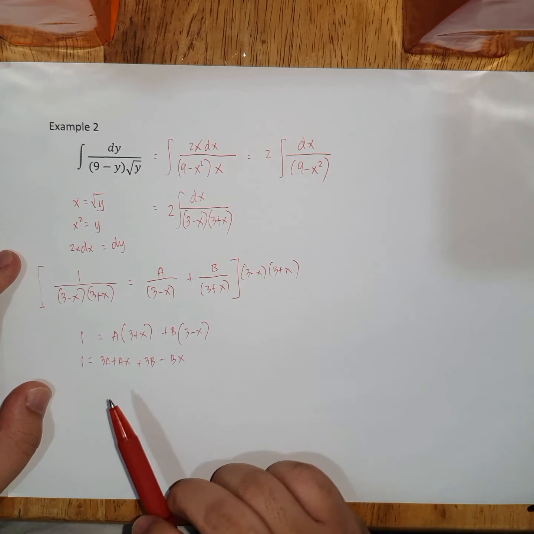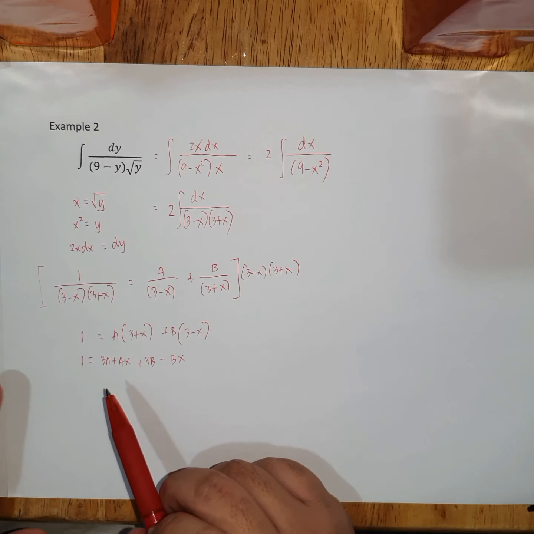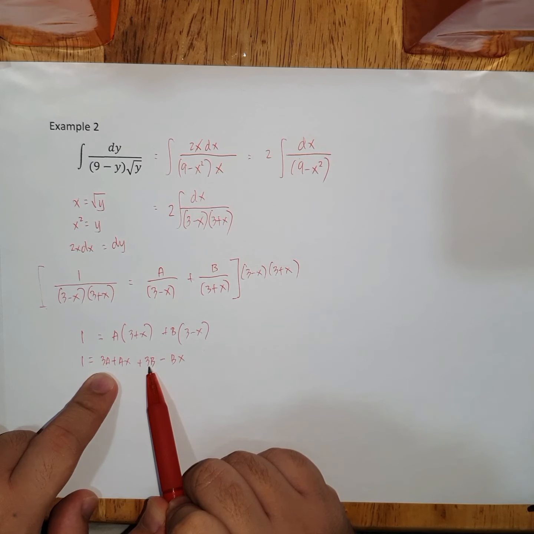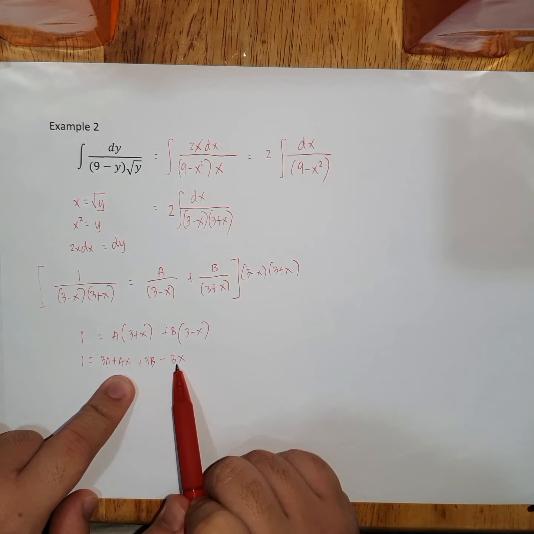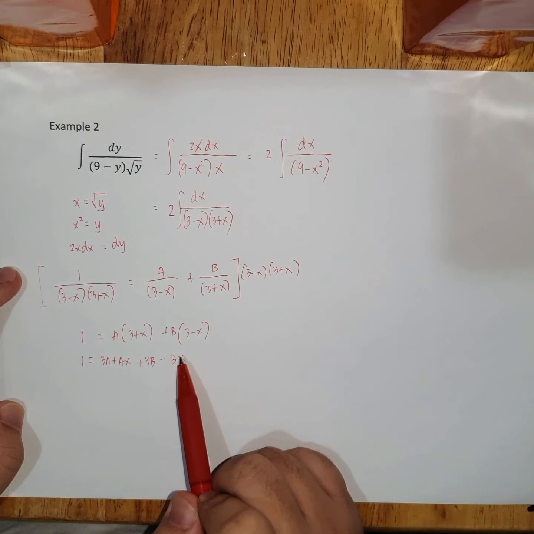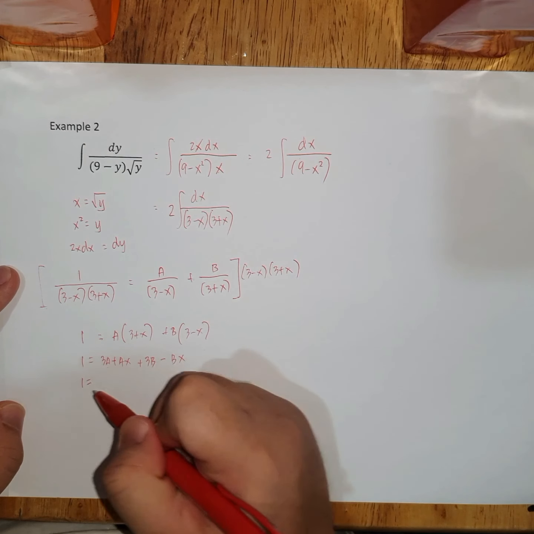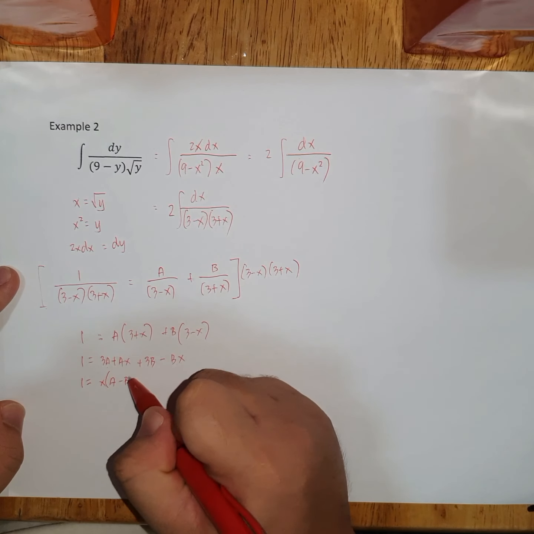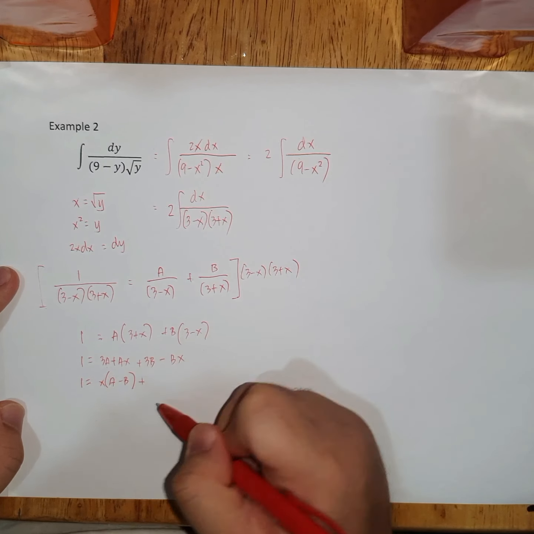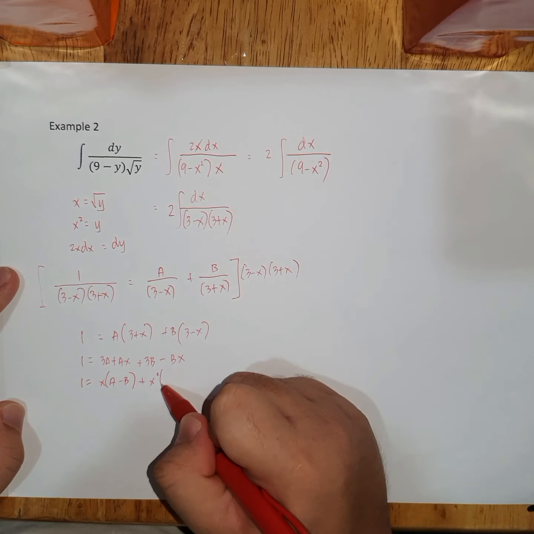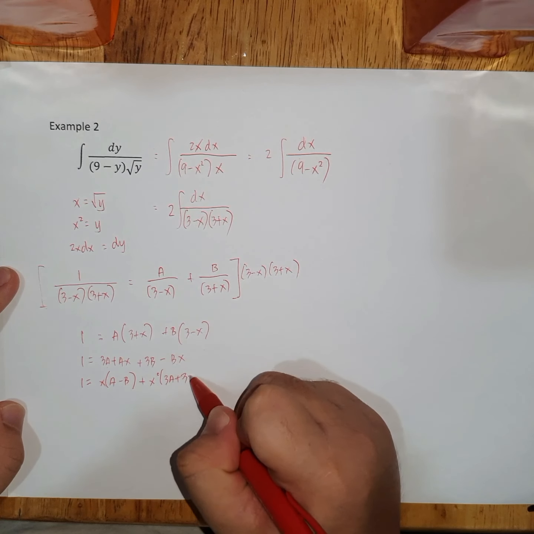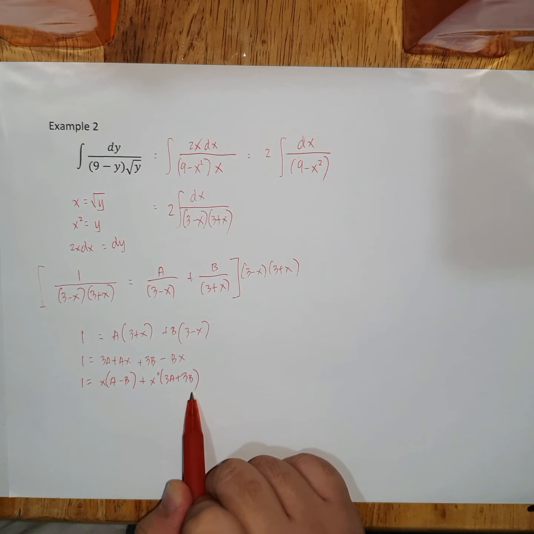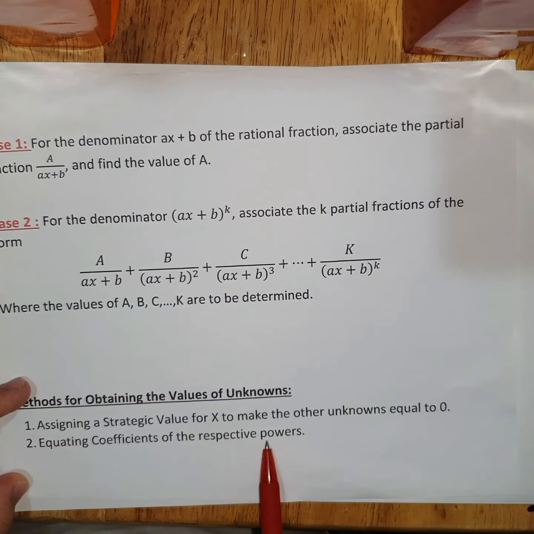Then combine the like terms. On the right side, 3a and 3b are both constants, while ax and minus bx are for x raised to 1. So 1 equals, factoring out x, a minus b, then x raised to 0, meaning equal to 1, we have 3a plus 3b, which is a constant. So the second method is equating the coefficients of the respective powers.